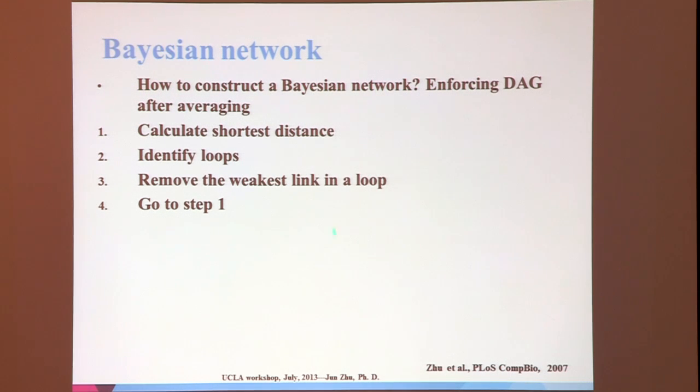Then we remove that link, go back to step 1, recalculate the shortest distance, and see whether there is still a possible loop among these nodes. If there is none, then it ends up guaranteed to be a directed acyclic graph.